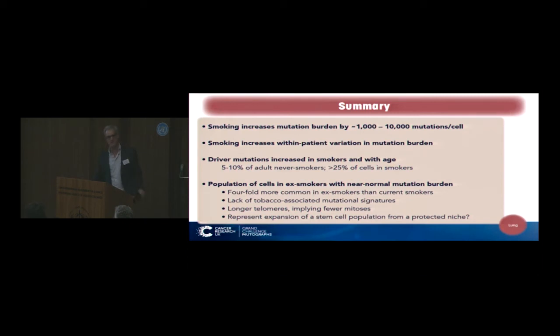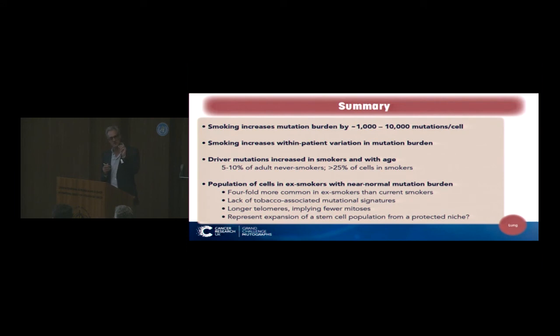What's interesting about this population of cells is that there are two things which are puzzling. One, how they've managed to avoid being ravaged by tobacco when all of their neighbors have been damaged by tobacco, and how have they managed to expand when a person stops smoking? And really, the fact that they have longer telomeres suggests that the way that they expand, or the way that they've, well, we don't know, basically.